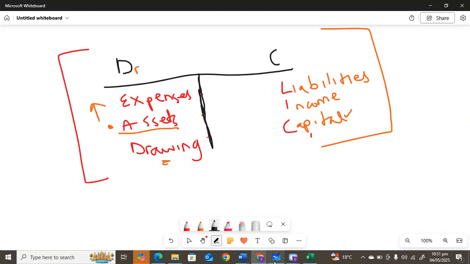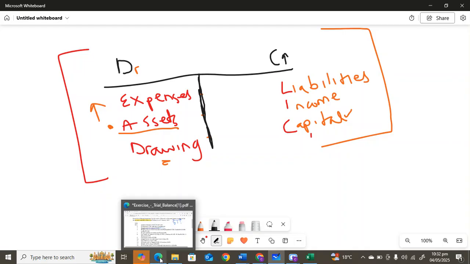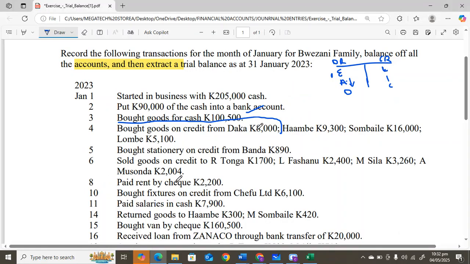When you come to our diagram here, liabilities increase with credit. Purchases is an expense. That's why we debited purchases. So you debit purchases. How much was this? 8,000. And you credit DACA 8,000. Now we could have totaled up all of these for the payables.